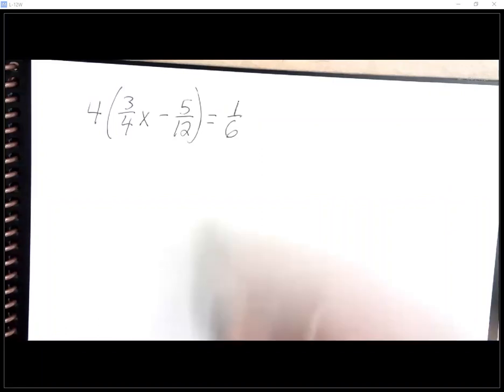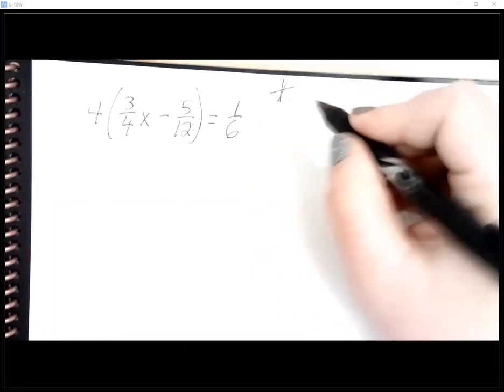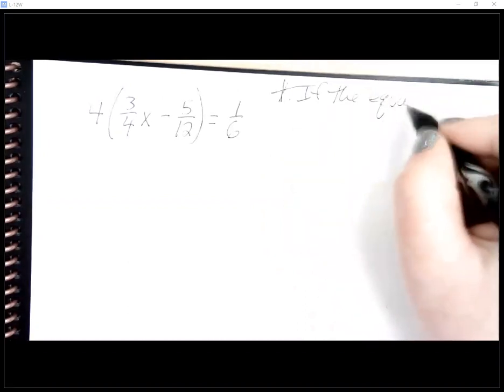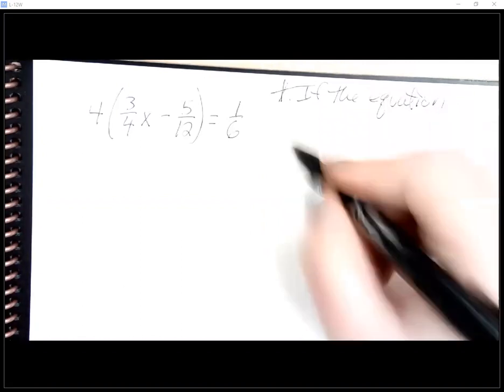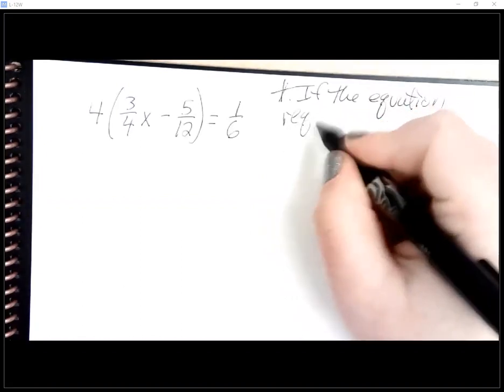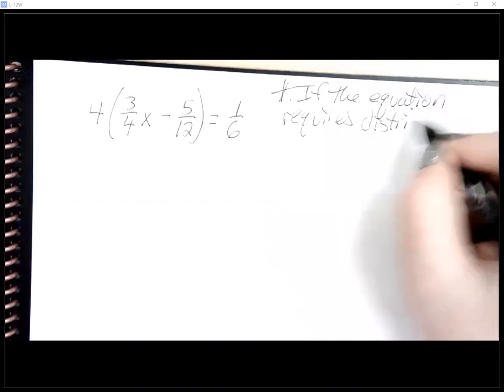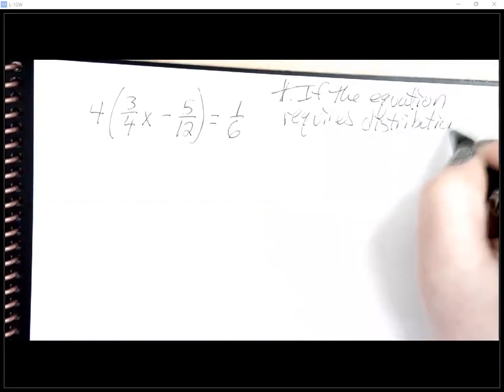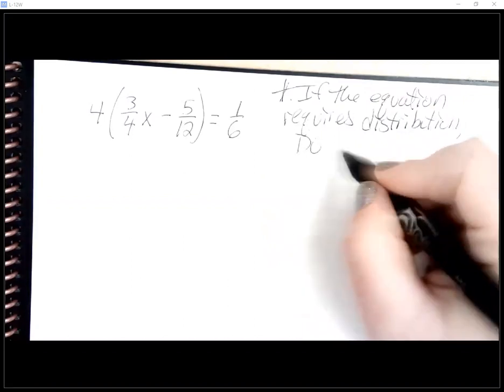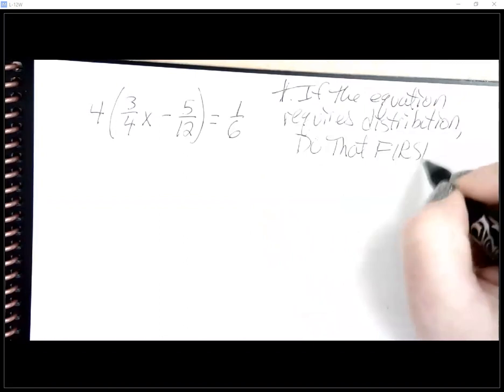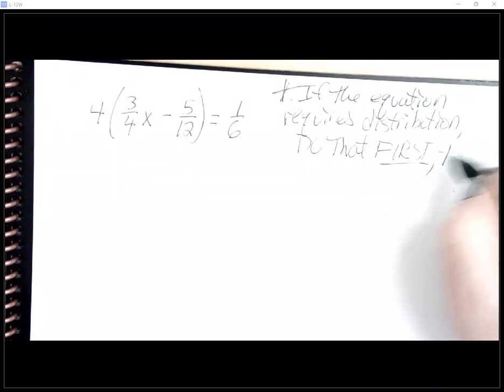So I'm going to add a big old star if the equation requires distribution. Do that first. Then clear the fractions.